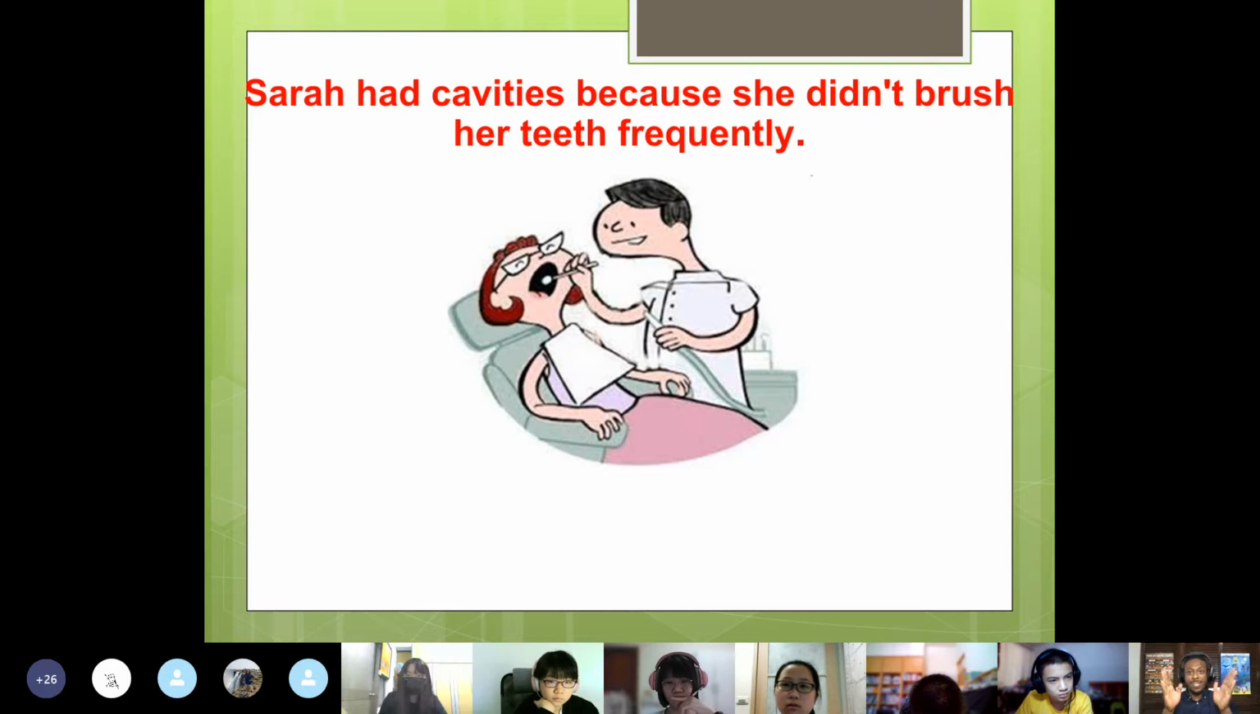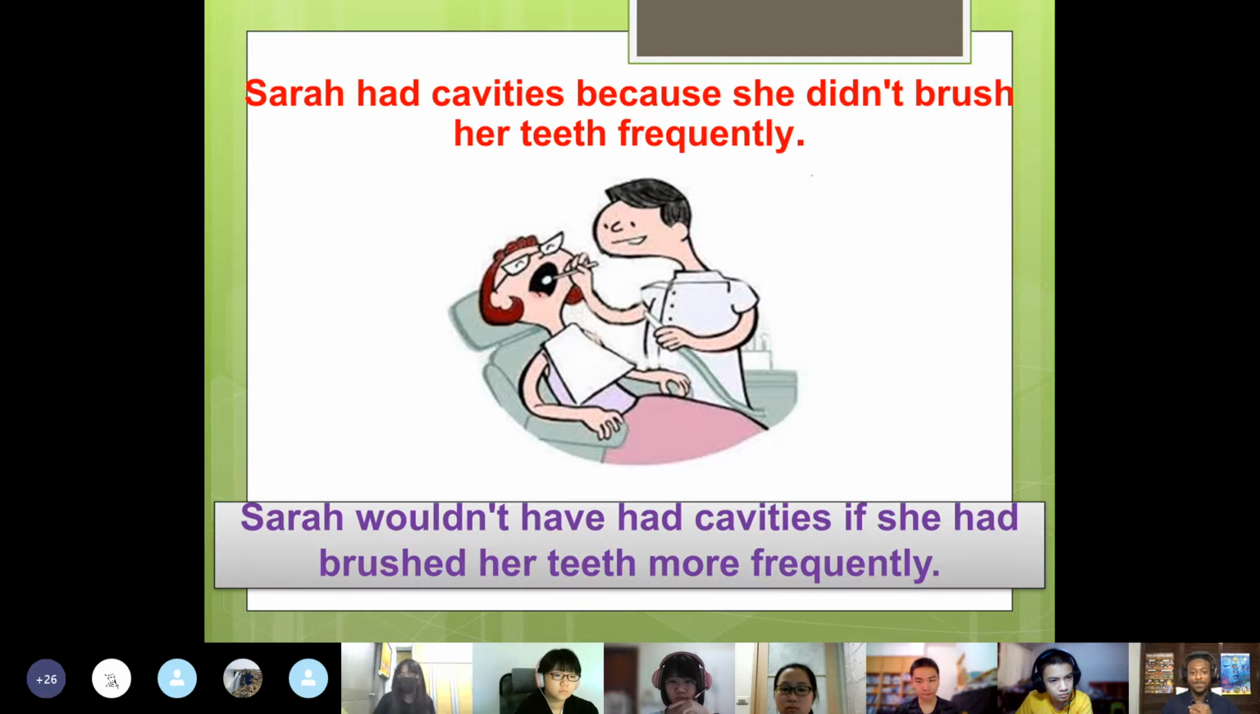So good job on the first half. If she had brushed her teeth more frequently, she wouldn't have had cavities. All right, good. Sarah wouldn't have had cavities if she had brushed her teeth more frequently. So this sentence just gives you an example, similar to some of our other conditionals, of how we can flip this and put our if part of the sentence second or last.